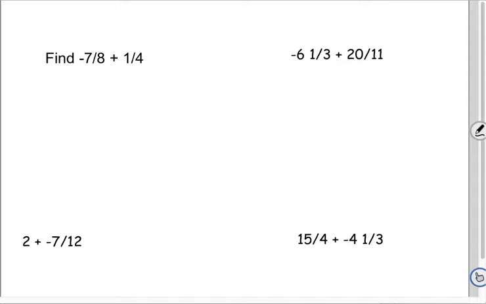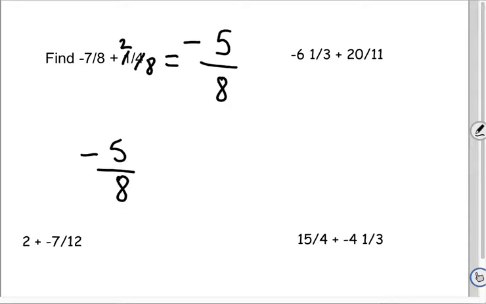You should have gotten negative 5/8. Common denominator is 8. This becomes 8, and the 1 becomes a 2. Do you agree? So now I have negative 7/8 plus 2/8. Which is the larger absolute value? The negative. So I keep the negative sign, and then I say 7 minus 2 is 5. So I have negative 5/8.